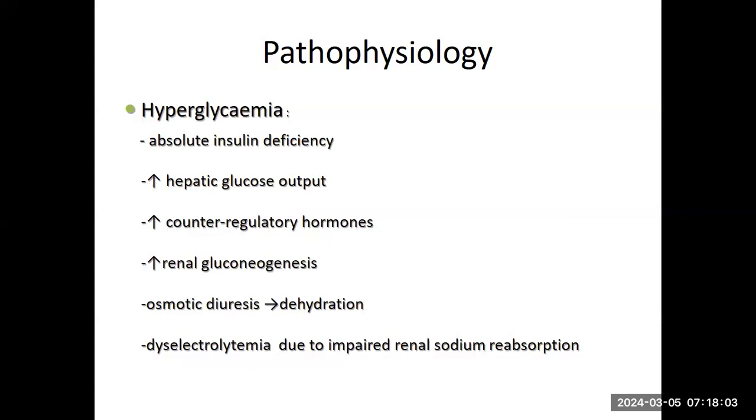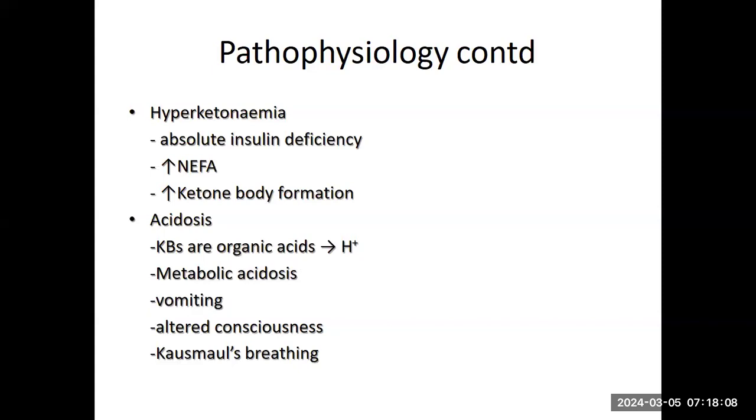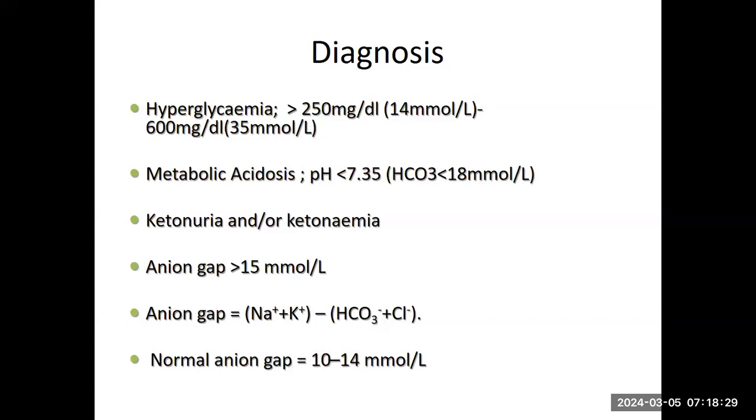Okay, next slide. Like I said earlier, with hyperketonemia there is absolute insulin deficiency, an increase in non-esterified fatty acids, and then increased ketone body formation. The acidosis that will prevail is metabolic acidosis, with the vomiting that comes with it, altered consciousness, and, of course, the patient will have Kussmaul breathing. It is known that hyperglycemia of more than 250 milligrams per deciliter is designated as severe. Most patients will have metabolic acidosis with pH less than 7.35. This patient's pH was 7.34.